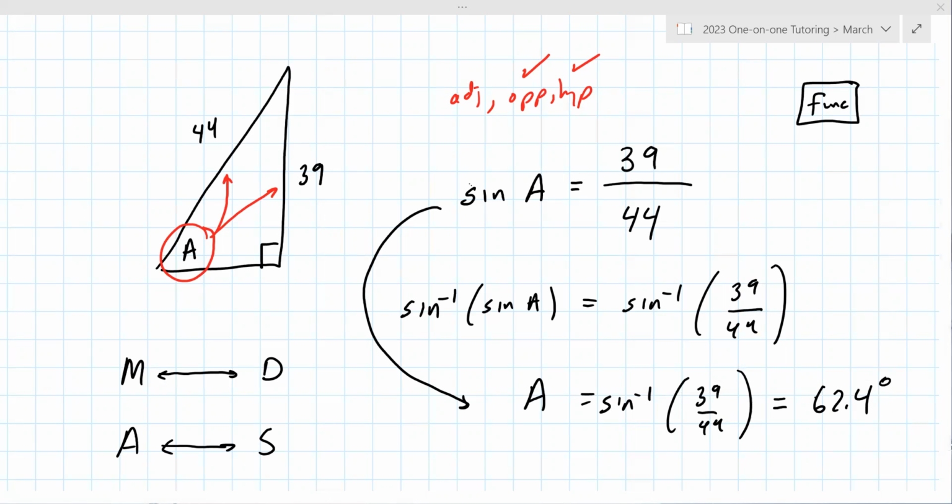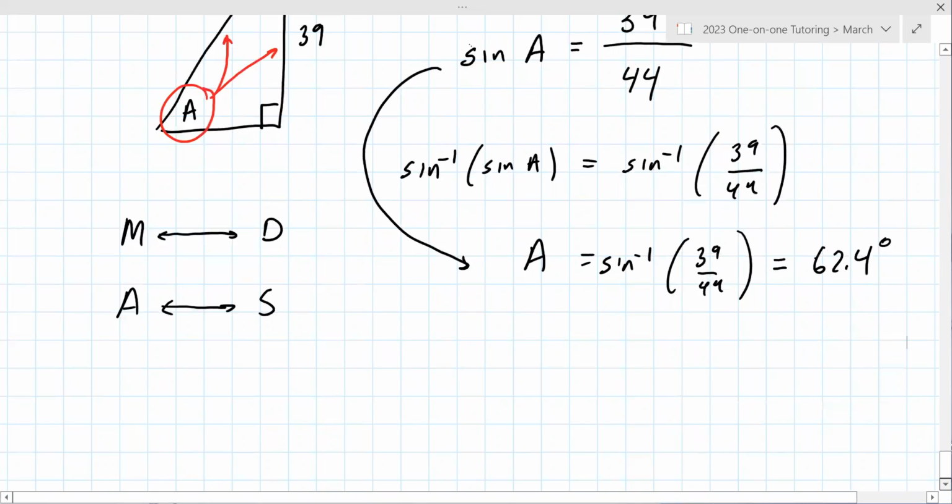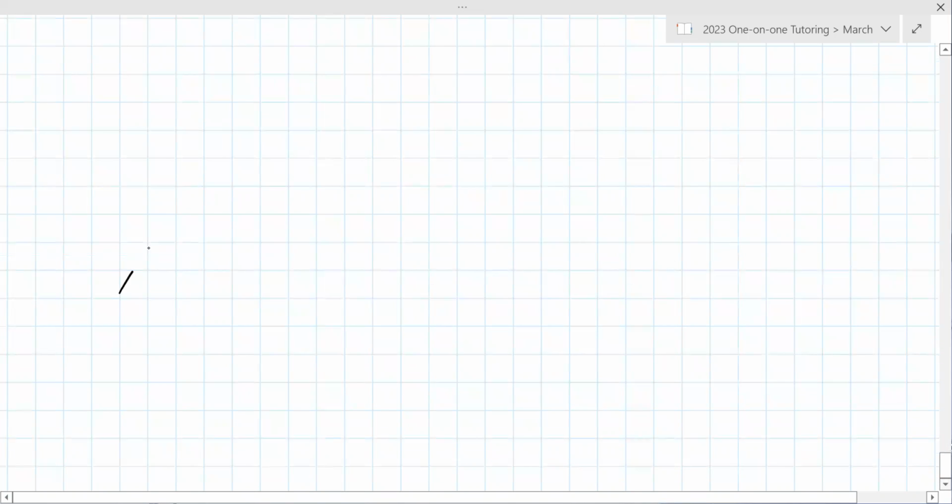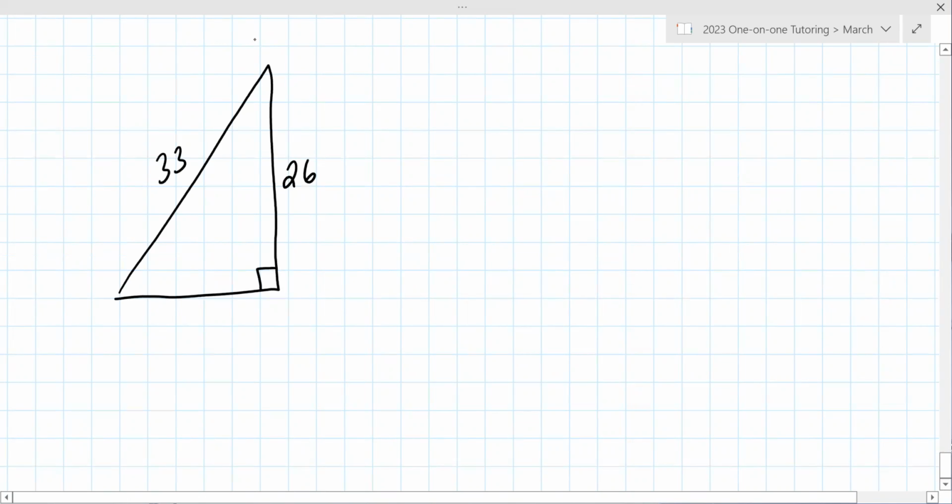Okay, so let's try another one here. So new triangle. This is 26 and this is 33 and this is B. I want the setup. So I want to know what we're going to write on the left equals what we're going to write on the right here. So you got to tell me which trig function we're going to use, whether it's sine, cosine, or tangent.